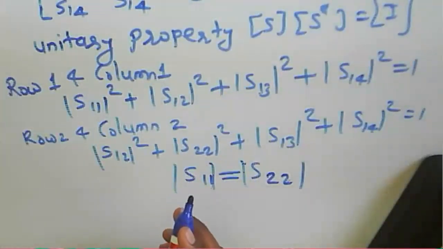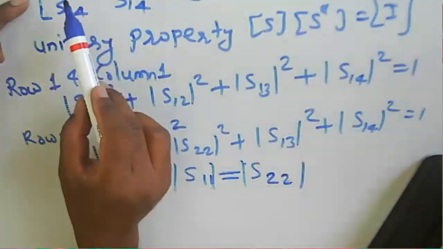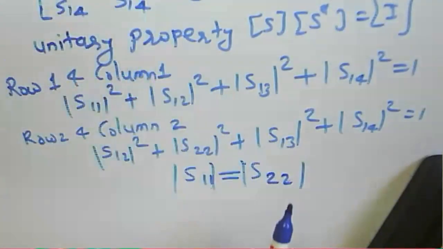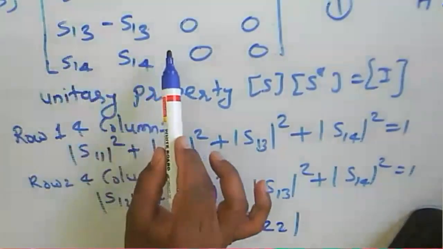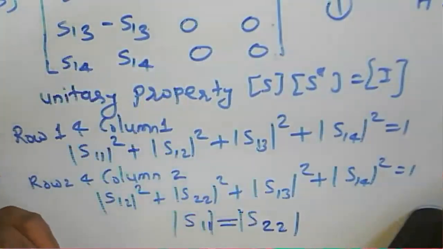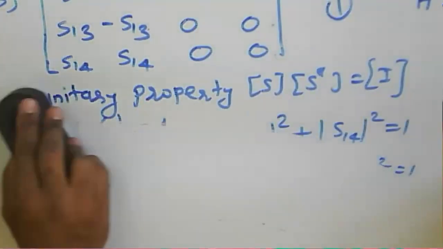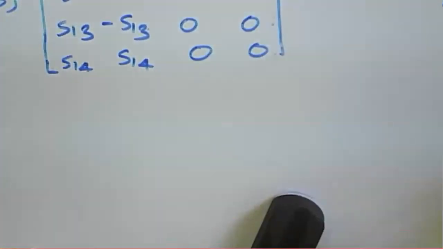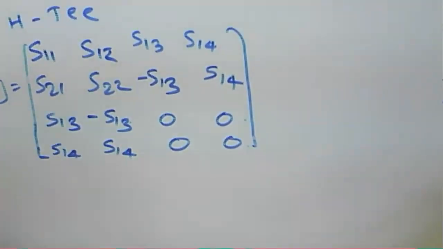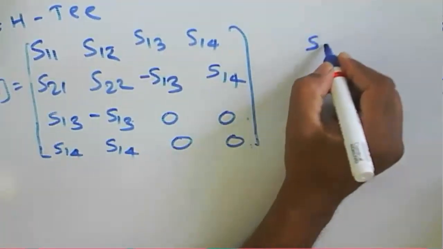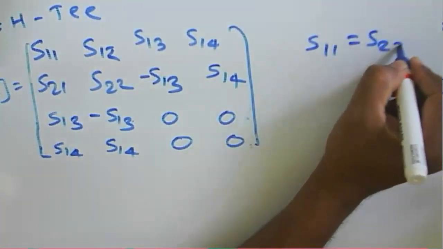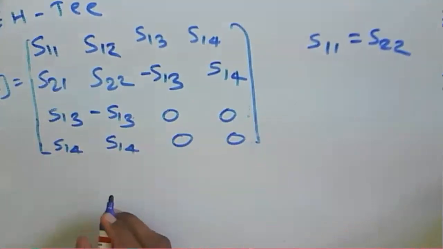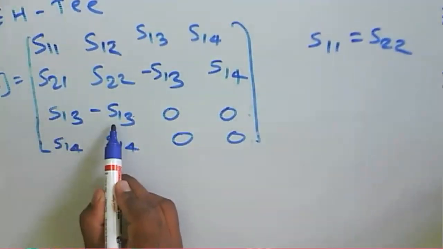Then from row 3 and column 3, I am going to erase this one now. Same property here. I'll just write that here again. What matrix, what values have we obtained here? We got that S11 is equal to, that is one term. Then consider row 3 and column 3.